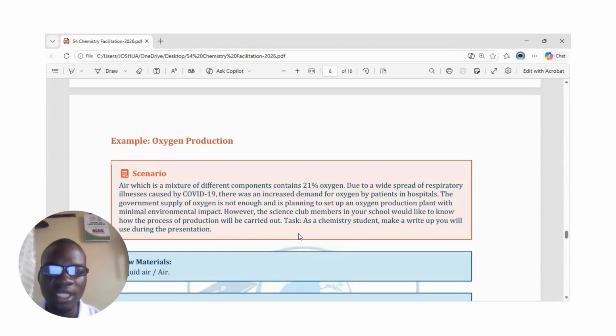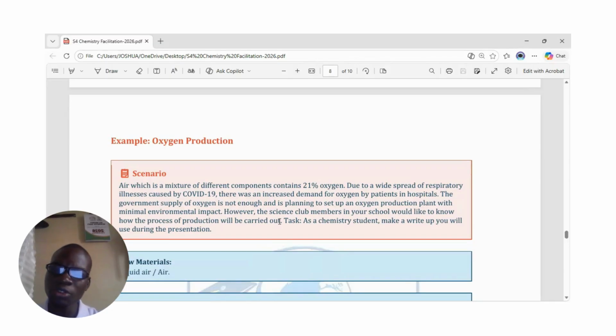Now they are giving the task: as a chemistry student, make a write up you'll use during the presentation. So already the scenario is telling you what you're supposed to tell us. They are talking about oxygen manufacture, or oxygen production. When you read a scenario like this, what are you supposed to think about? You need to have the basis of how you are going to respond. First of all, you need to know the raw materials for the manufacture of oxygen. Secondly, you need to know the process of production.